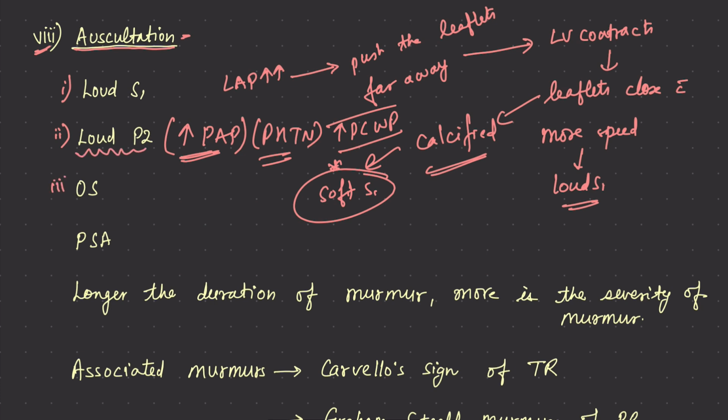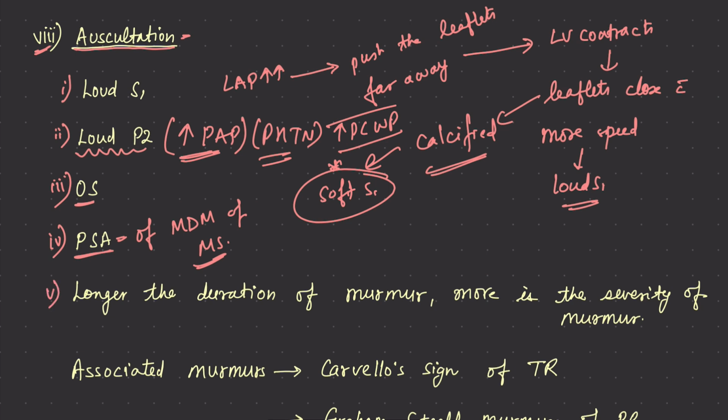Third is the opening snap. When the LA contracts, the stenosed mitral leaflets open with force and with a certain click, that is the opening snap, that clicky sound. Next is the pre-systolic accentuation. Because of the stenosed mitral valve, the filling of the left ventricle is not that complete, so the left atrium contracts with force to cause pre-systolic accentuation of the mid-diastolic murmur of MS. That is the complete auscultation finding.